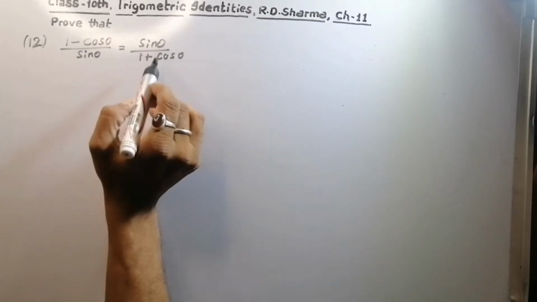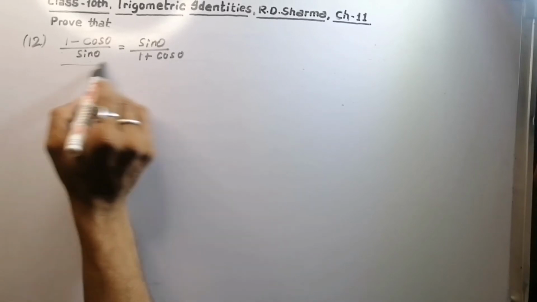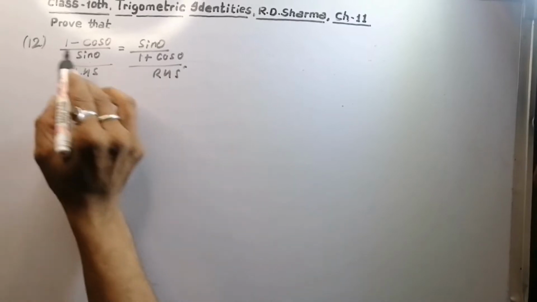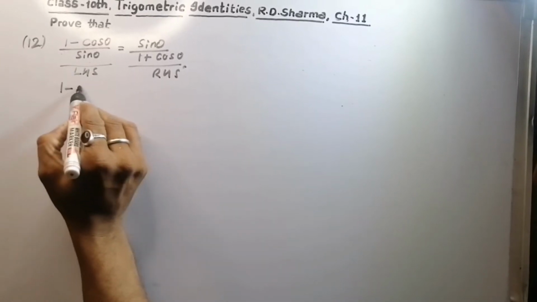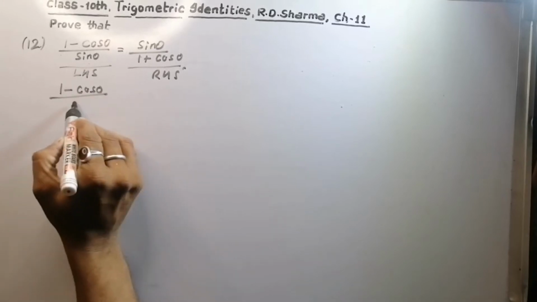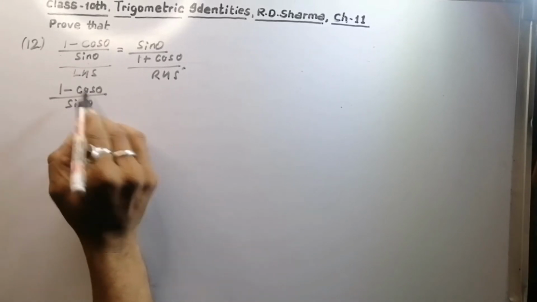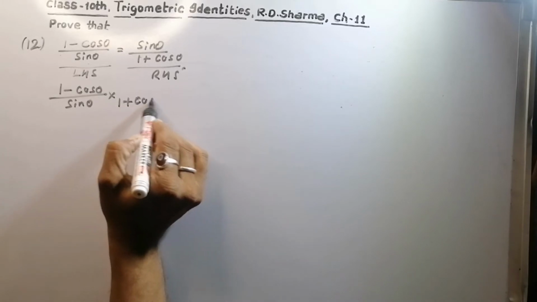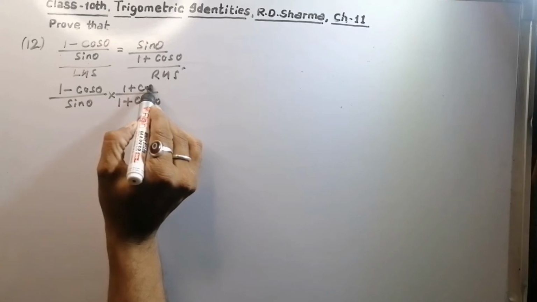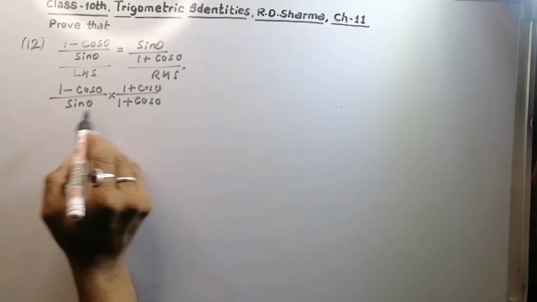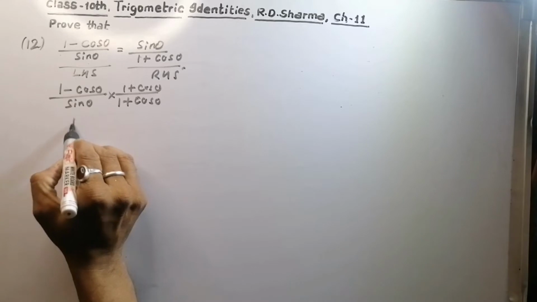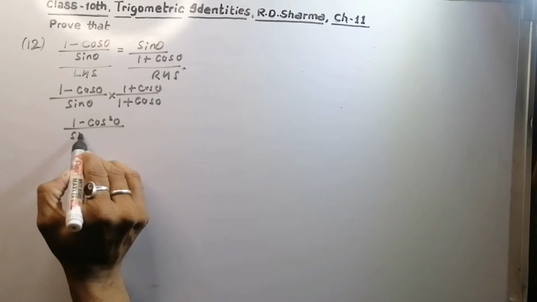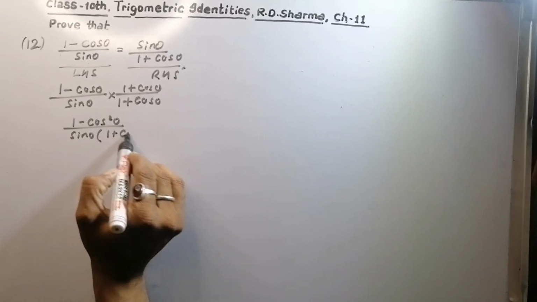Question number 12. 1 minus cos theta upon sin theta is equal to sin theta upon 1 plus cos theta. So if we write the left hand side and it is the right hand side, we can rationalize it by writing 1 minus cos theta upon sin theta into the opposite of it, 1 plus cos theta upon 1 plus cos theta. So we can write here 1 minus cos square theta upon sin theta in bracket 1 plus cos theta.